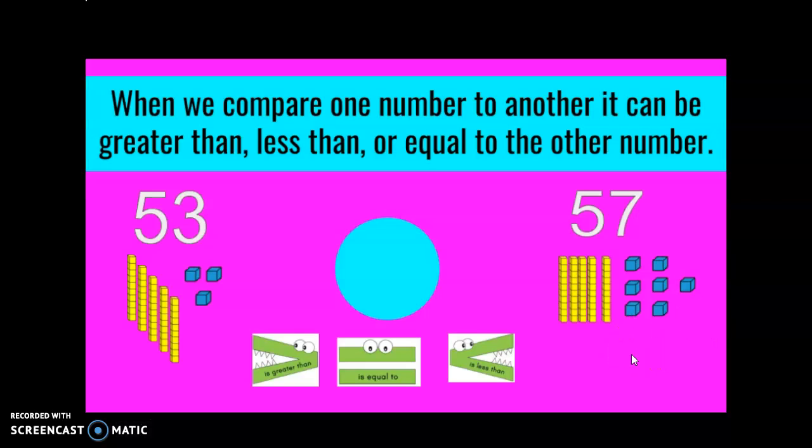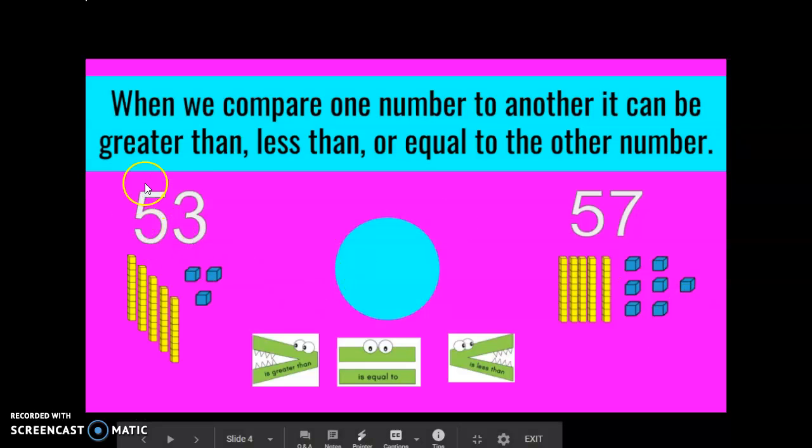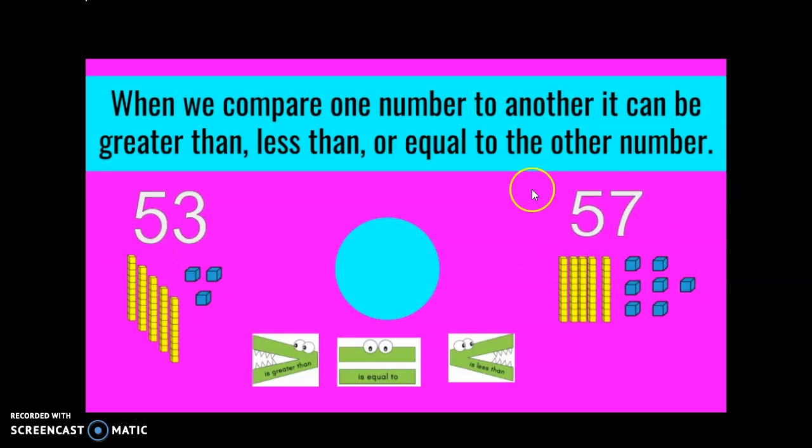And we're going to practice with our 2-digit numbers. Remember, when we compare one number to another, it can be greater than, less than, or equal to the number. So here I have the number 53, and I have it modeled in a model form. And then I have the number 57 on the other side. So what we do is we start at the largest place value. In this case, that's the tens place. In my tens place, I have a 5 on this side, so I see here 1, 2, 3, 4, 5 rods. And in my other number, I have the same, 1, 2, 3, 4, 5.